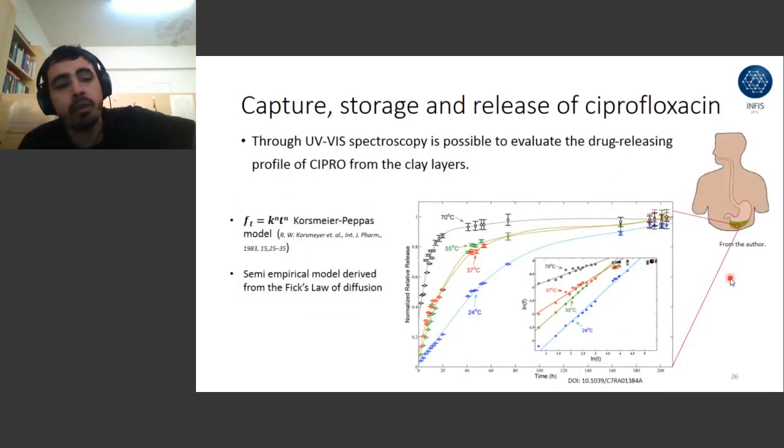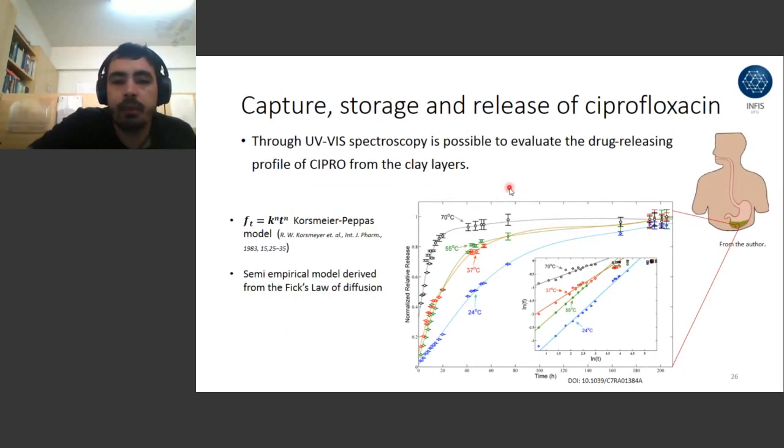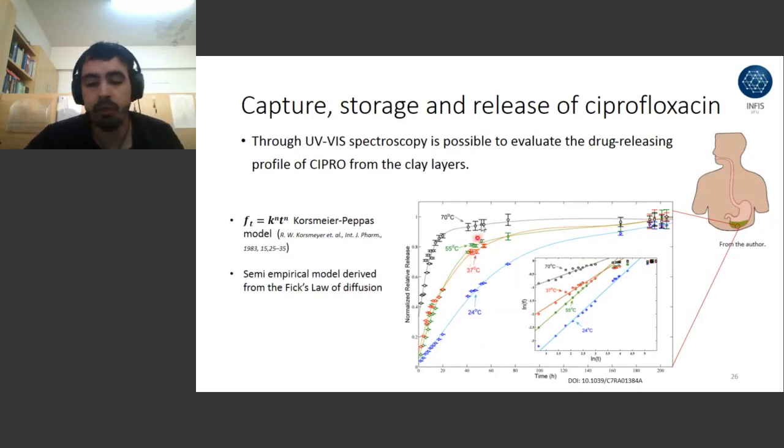I also performed some release assays, using UV spectroscopy to analyze the release profile of the drug, and you can see the releases here. These releases were performed at different temperatures. I know that it might not be interesting from the application point of view to analyze the release at a lower temperature, like 24 degrees, or at a higher temperature, 70 degrees. The most interesting from the application point of view is, of course, 37 degrees. But from the physics point of view, we can find some interesting results doing this kind of analysis.